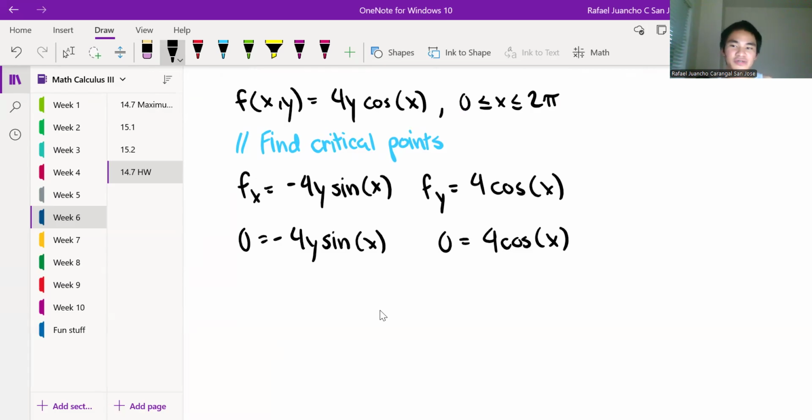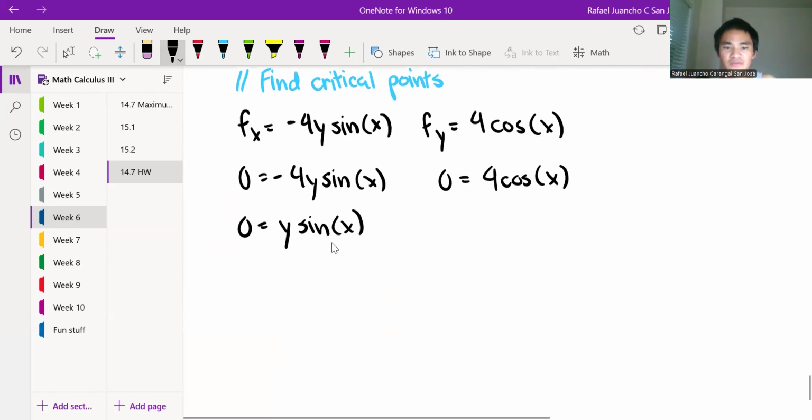Oh, now here's a tricky part. When are they 0? Right? So here I could actually say, oh, look at that. I have a function of y and x here. Here I only have a function of x. So I'm going to use the x I get here, plug it in here to get the y value. That's one thing I could do.